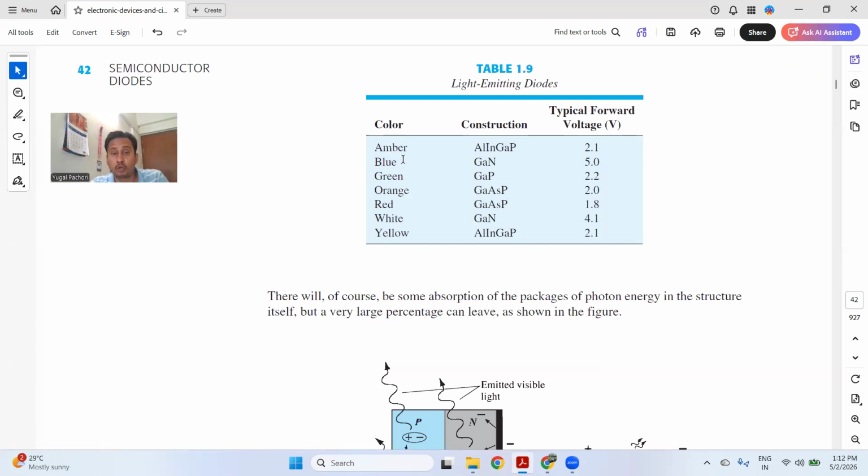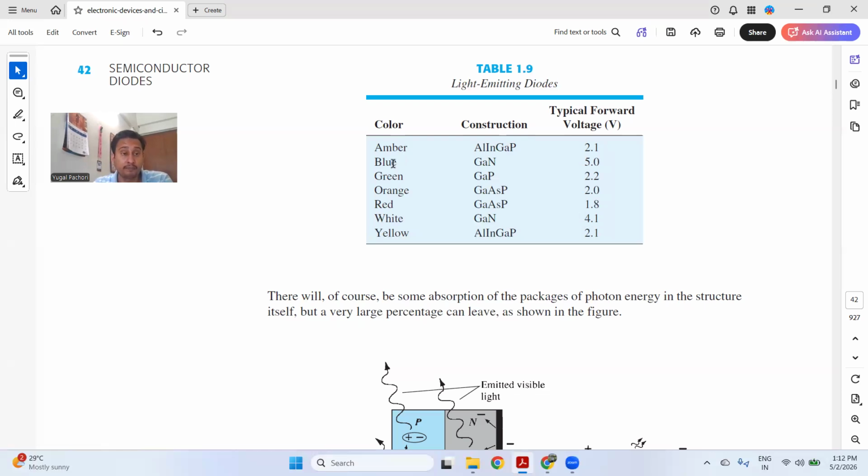For example, if you want to have an amber color LED, amber is a kind of orange or yellow mix color. For that, you need to have aluminium, indium, gallium, and phosphorus. And for that, you need a typical forward voltage of 2.1. If you set the 2.1 forward voltage and use this material, then you will have light energy emitted in the form of light and it will show the color amber.